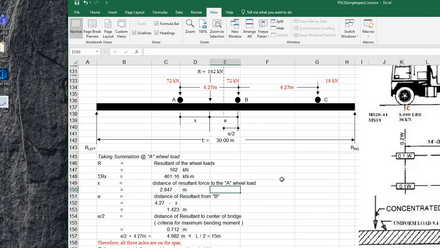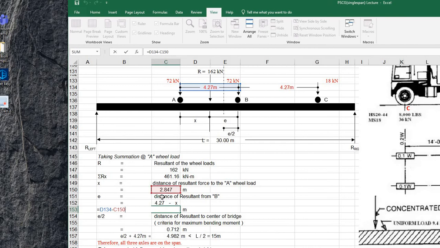And then, now the distance of the resultant from B. This is our resultant. What is its distance from point B? It is defined as eccentricity E. From the figure, that is 4.27 minus X, so 4.27 minus 2.847, which is 1.423.